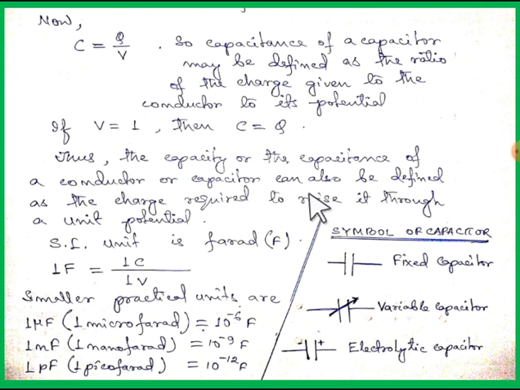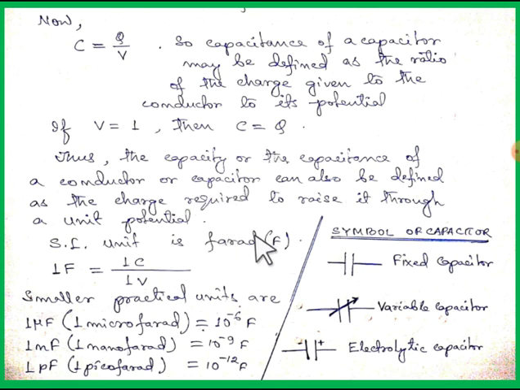Thus the capacitance of the conductor or capacitor can also be defined as the amount of charge required to raise it through a unit potential. This is to be given there. The capacitance of the capacitor is nothing but the amount of charge required to raise that conductor through a unit potential. That we call capacitance. Its SI unit is what?